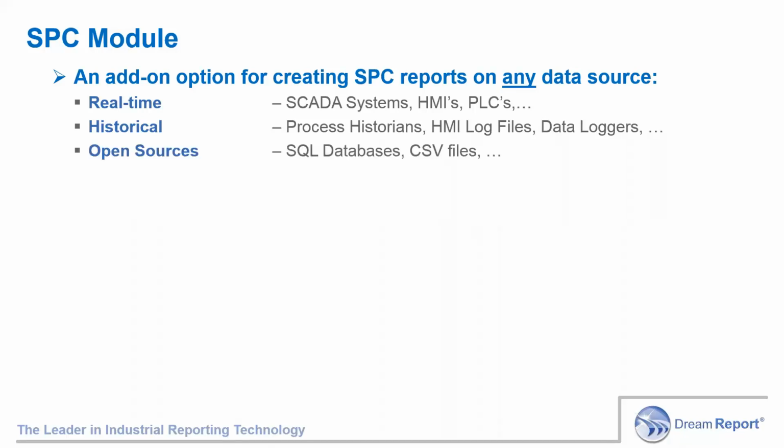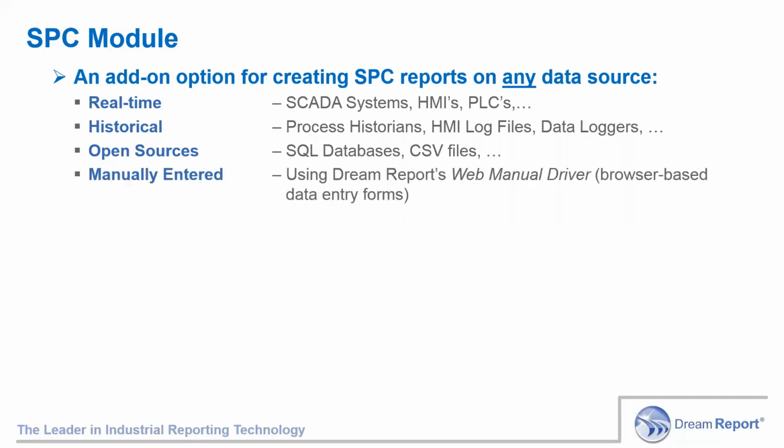And then open data sources. You might have data coming out of CSV files from devices, business databases. Maybe you have an existing lab system or quality system based around a SQL database that you want to combine SPC charts from, along with all your process data and your traditional reports that you're using Dream Report for. And finally, if your data doesn't exist anywhere, you can manually enter the data using Dream Report's web manual driver, which allows you to create your own little data entry forms from a browser and let your users manually enter data that can then be used to feed your SPC charts, tables and calculations.